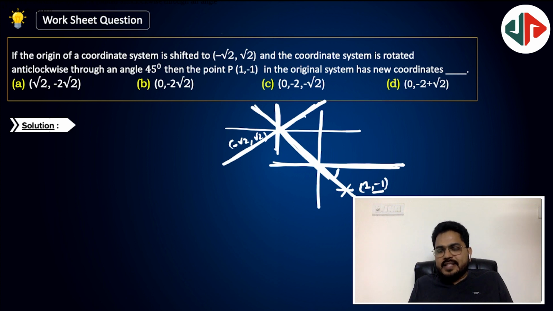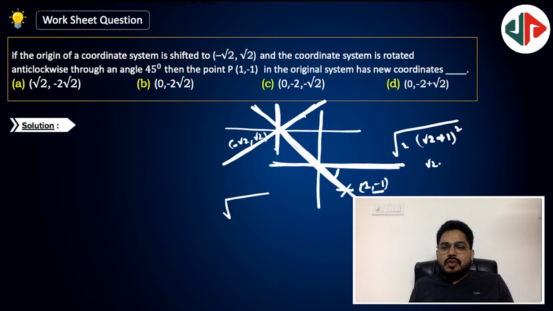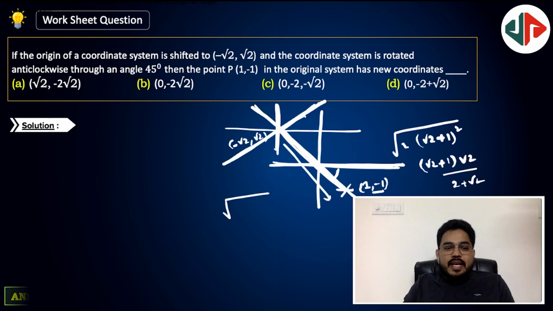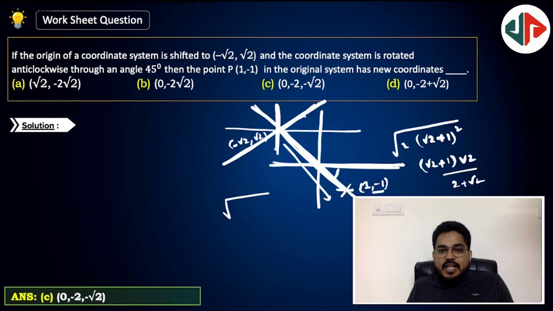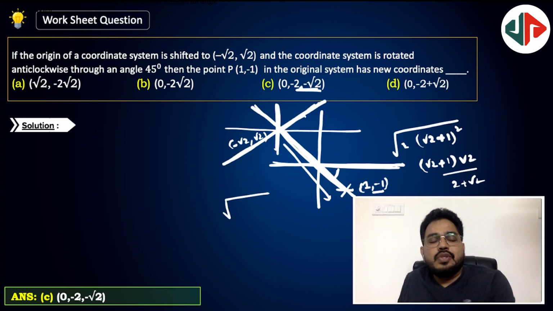So what is this distance? This distance is root over, root of minus root 2 minus 1, so root 2 plus 1 whole square, 2 times under root. So this is root 2 plus 1 into root 2 units. So this is 2 plus root 2 but negatively. So the answer should be equal to answer C. Actually a comma should not be there; this comma is missing here. This is root 2 comma minus root 2, okay, minus 2 minus root 2.